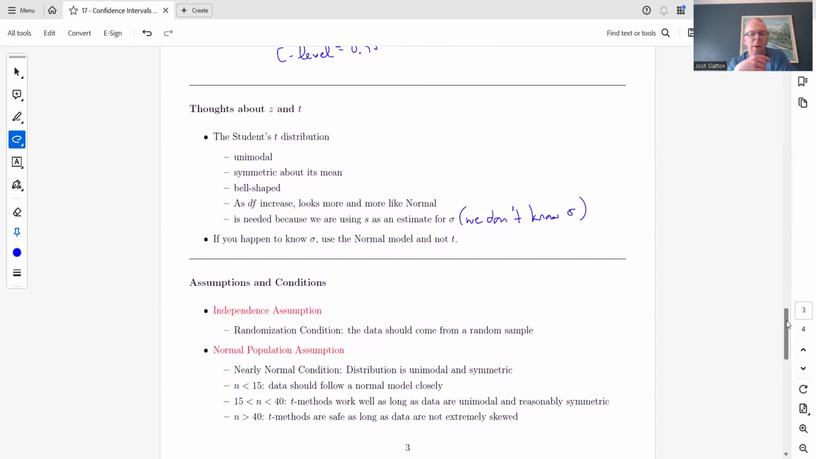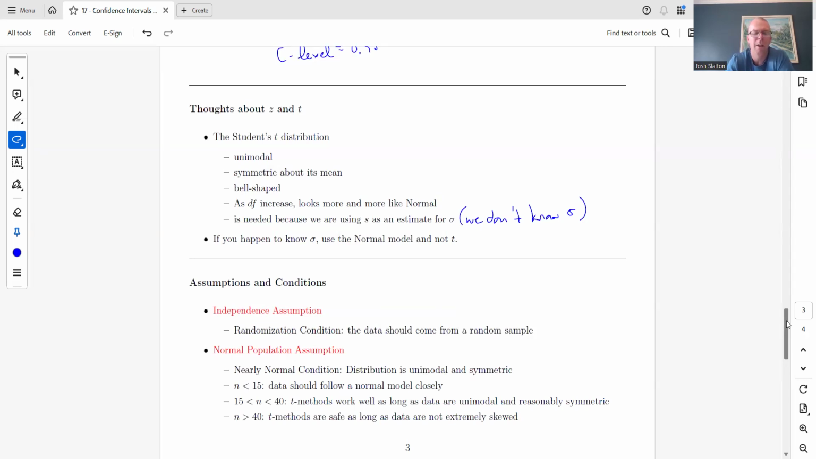So, assumptions and conditions. Independence: the randomization condition, the data should come from a random sample. And then the normal population assumption. Either the distribution is unimodal and symmetric on its own as a population, or you can consider sample sizes. And of course, these are basic guidelines. If you have a smaller sample, less than 15, then the population probably should be normal if you're going to use these methods for solving a problem. If you're between 15 and 40, it works well as long as the data are unimodal and reasonably symmetric.